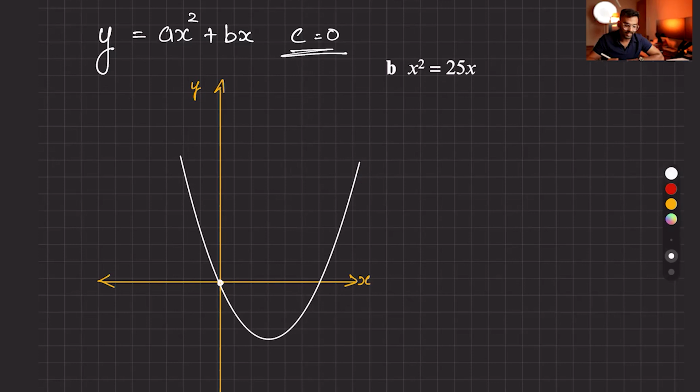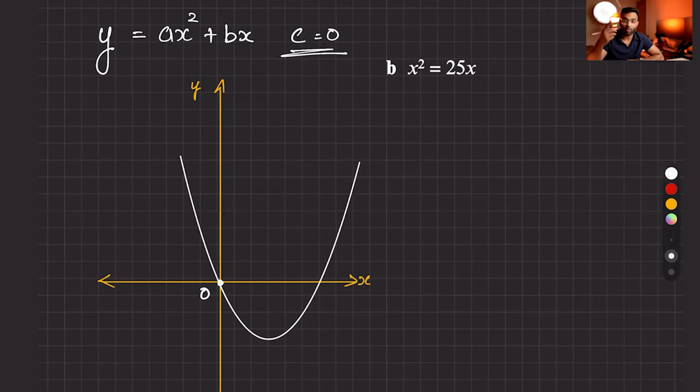Because the y-intercept c is 0 right there. Do you get me? Therefore, you can have two solutions. We cannot say one solution. We cannot say it's a tangent, but the y-intercept is at the origin. Did you guys get that?